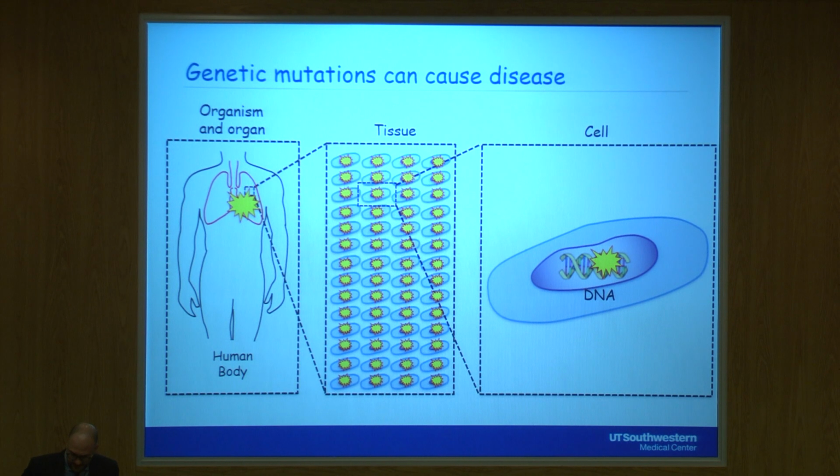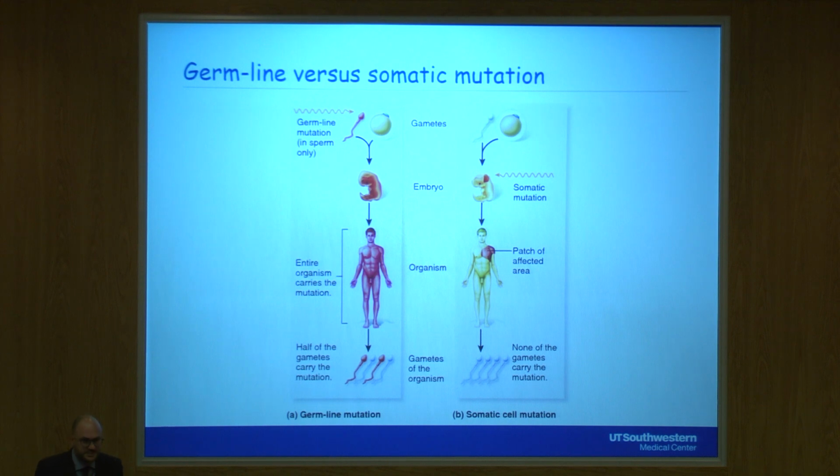I just want to briefly go over two different types of mutations that occur: germline mutations and somatic mutations. Germline mutations are mutations that are present in the DNA of either the sperm or the egg. In this case, the mutation is present in the sperm. The sperm fertilizes the egg, and an embryo develops. Because the mutation was present in the sperm, every single cell in this embryo has that genetic mutation.